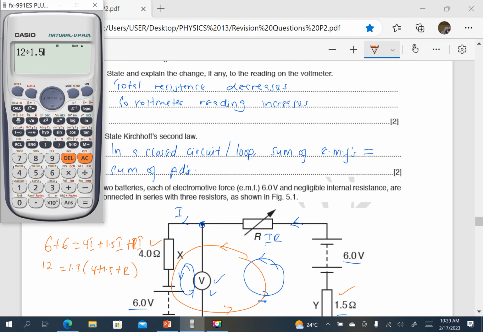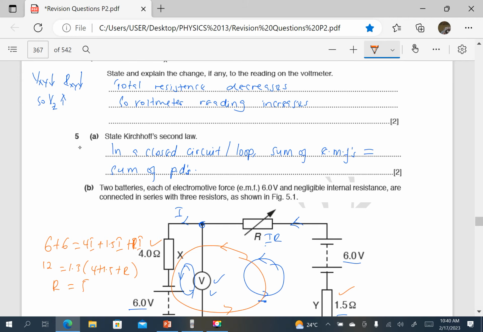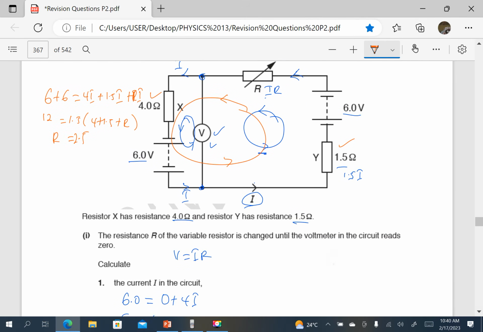Twelve divided by 1.2, then minus in the brackets 4 plus 1.5, which is 5.5. 12 divided by 1.2 is 10, minus 5.5, which is 4.5... that is going to be our resistance R, 2.5 ohms.